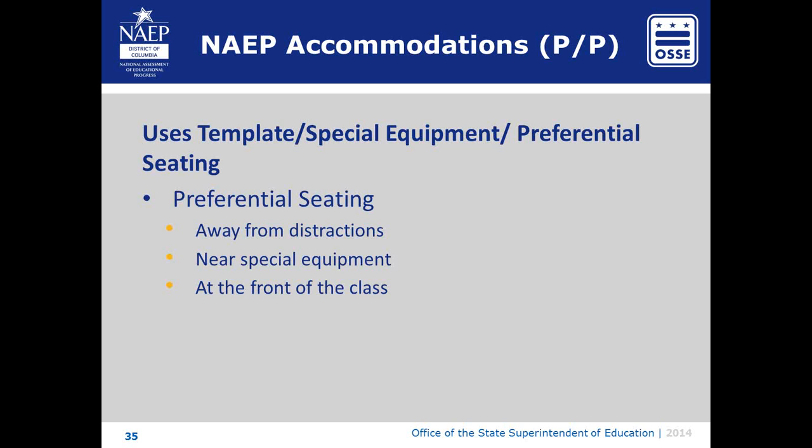Students requiring preferential seating may be seated in a designated area away from any distractions, such as using a study carrel, near special equipment, or at the front of the room in order to see or hear more easily.